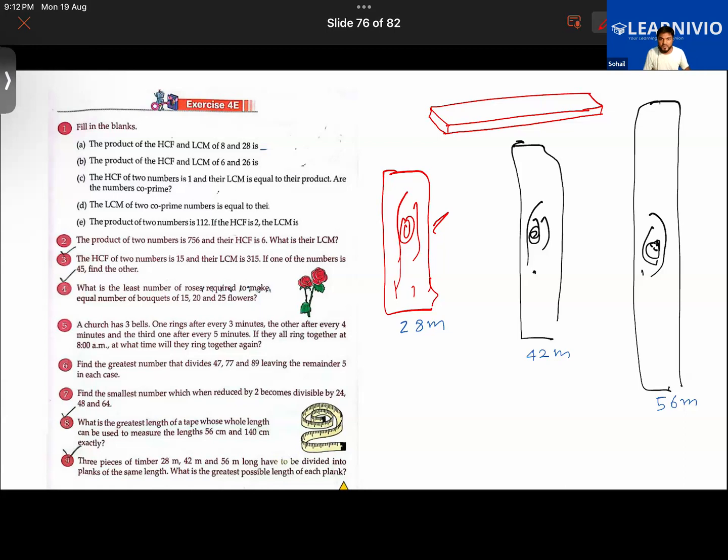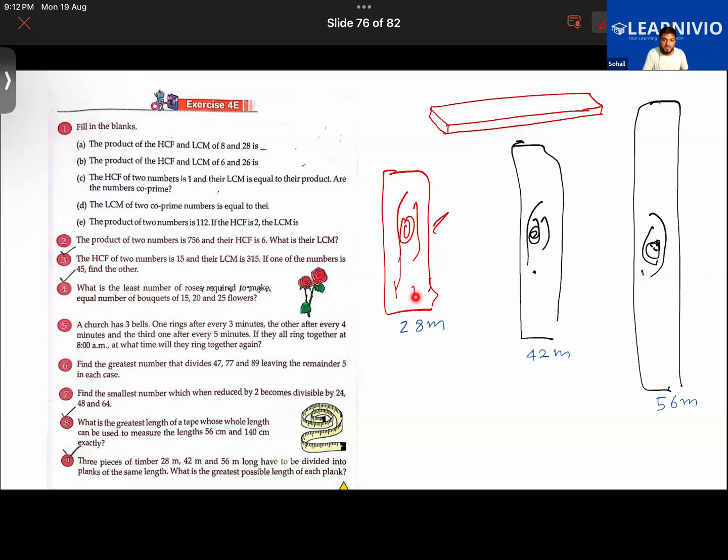So see what the question is saying, that you are provided with 3 pieces of timbers. Their length is measured. Now we have to carve out planks from it. We have to carve out wooden planks out of these timbers, and the length of these wooden planks should be the same.